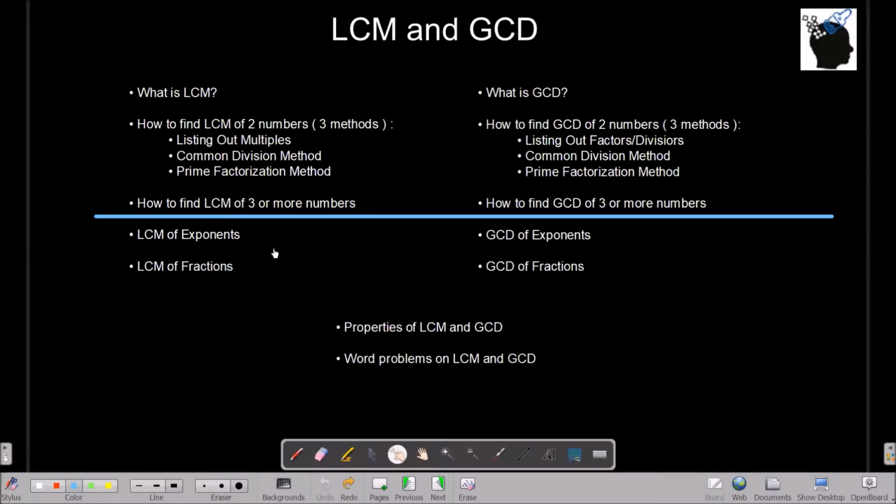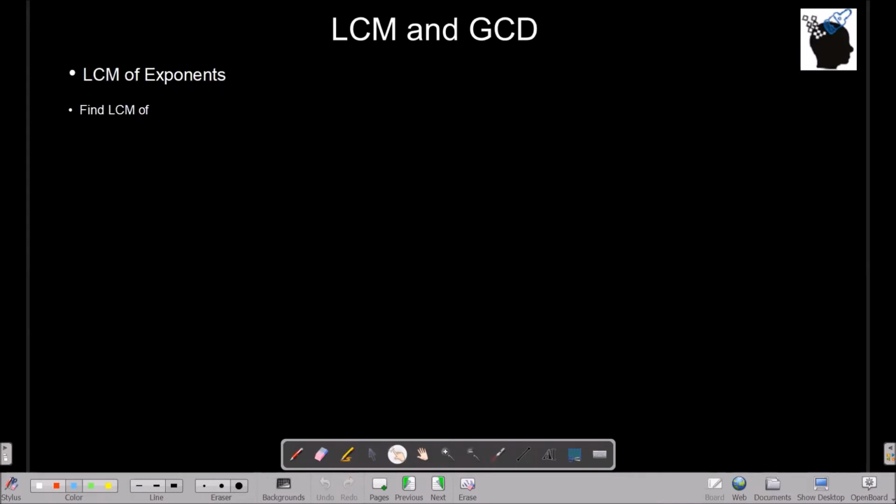Now let's see how can we find LCM of exponents. So let's take an example where we have to find LCM of two exponents, and the exponents are given to us as 2 raised to 4 multiplied by 3 raised to 5 multiplied by 5 square multiplied by 7, and the second exponent is 2 raised to 3 multiplied by 3 raised to 4 multiplied by 5 cube multiplied by 11.